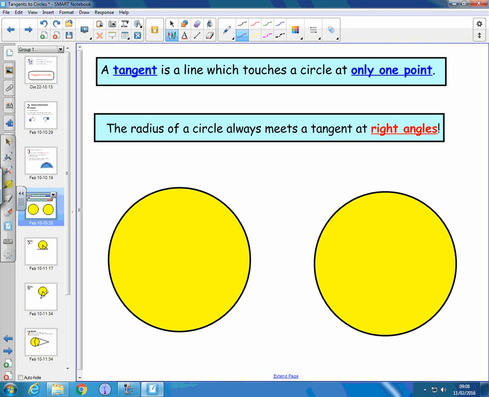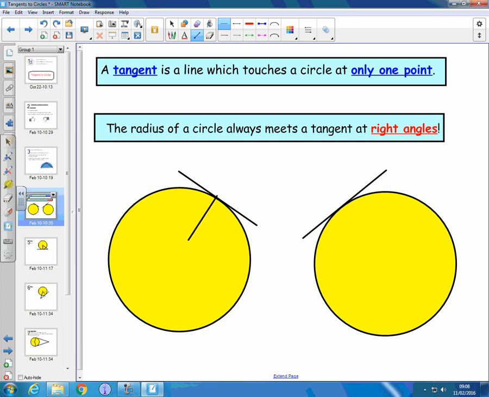The tangent is a line which touches a circle at only 1 point. So what I'm going to do is I'm just going to draw myself a tangent in, only touching at 1 point, and I'll do another one over here. And the second point says that the radius of a circle always meets a tangent at right angles, and we're going to use that fact today.